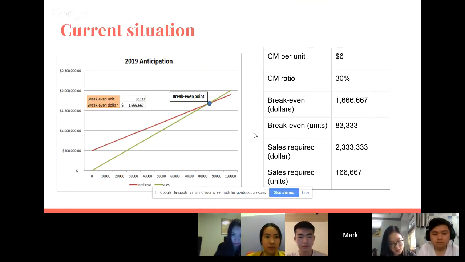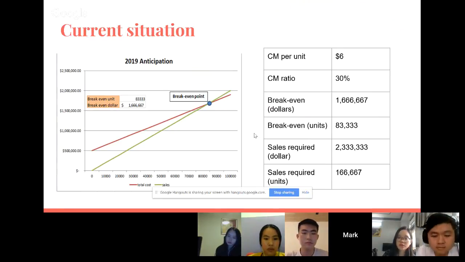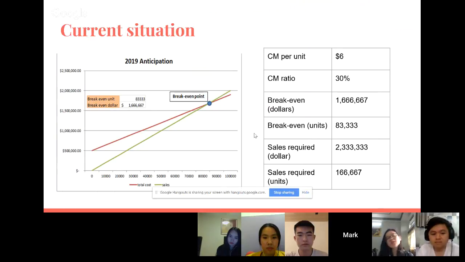Okay, thank you, Thư. Let's move on to the further details of Marathon's current situation. Based on calculation, their contribution margin per unit is $6. That means each product will contribute $6 to the profit of the company. And the CM ratio is equal to 0.3. That means 30% of the sales is available to cover the fixed cost. Also, in order for the company to achieve its target income, their sales revenue must be more than 2 million.